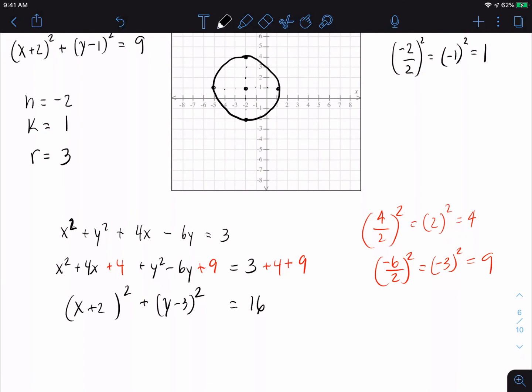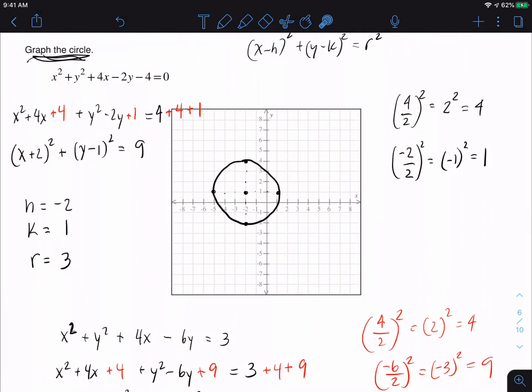Yes. So if you look, if we go back to the ones that we had up here, see how this was a 2? This was a 2. See how this was a negative 1? That was a minus 1. It's always going to work that way when you complete the square.